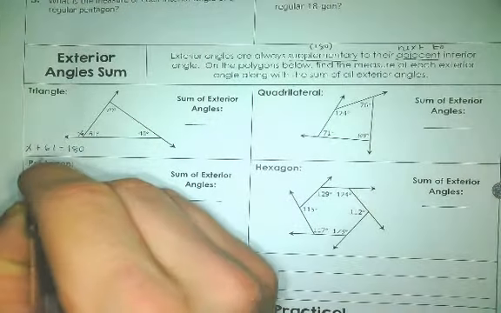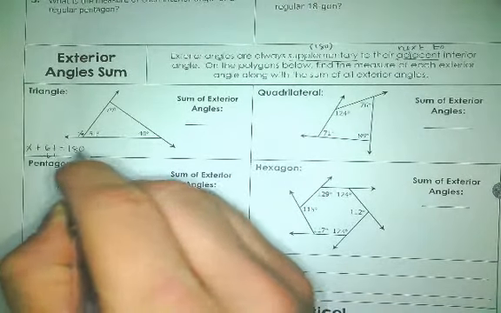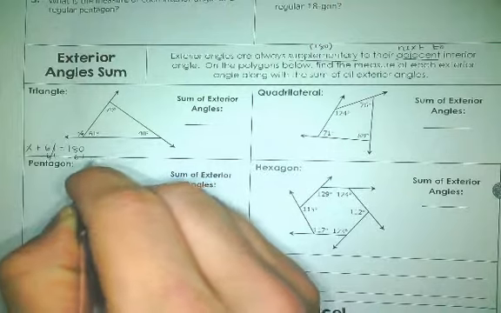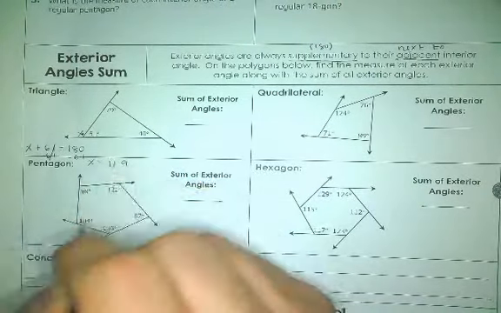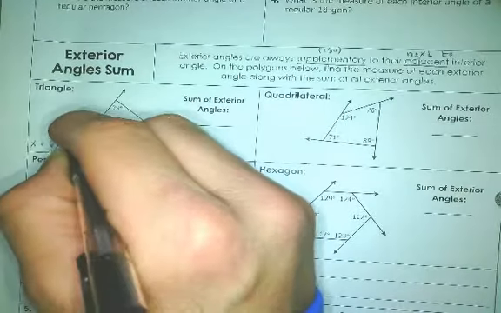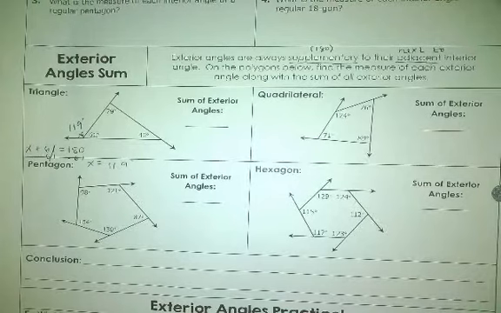You got to get X by itself, so subtract 61 on both sides. These cancel out and you get X equals 119 degrees. So 119 degrees down in the bottom left.